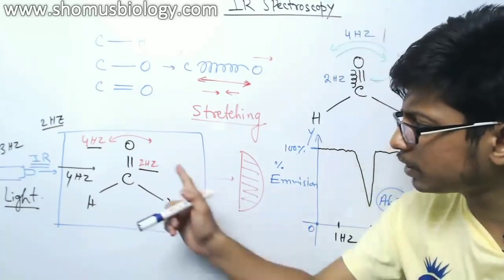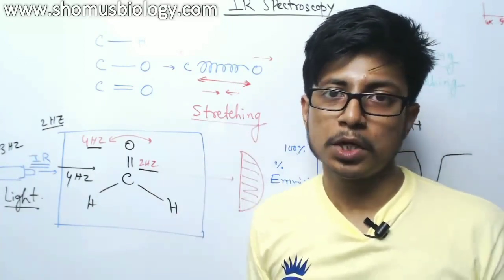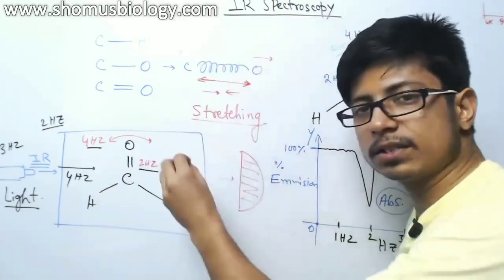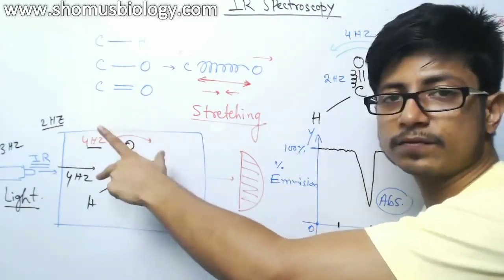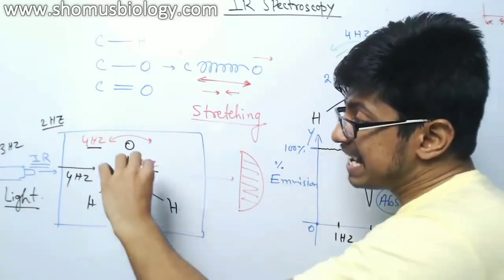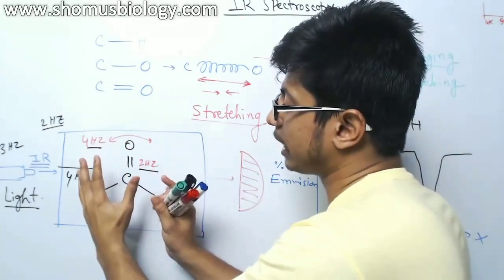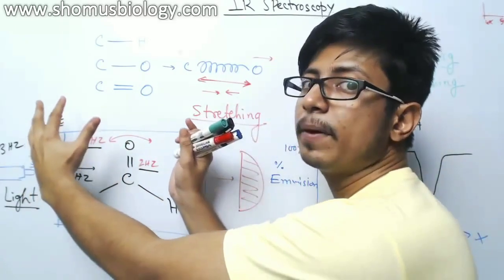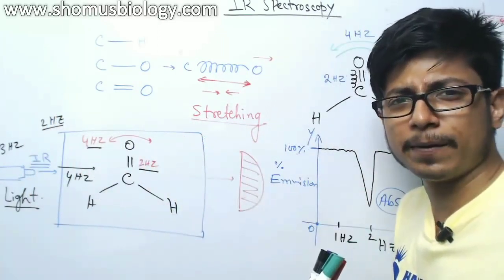Now this vibration of the functional groups is specific for specific functional groups. For this carbonyl, this will be fixed at 2 Hertz for stretching, 4 Hertz for wagging. Now remember, it also varies with the situation of this molecule and how other groups are placed. It's not that simple. Here we draw a very simple example.